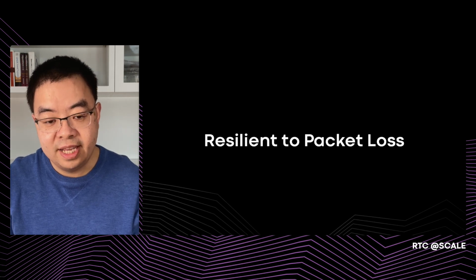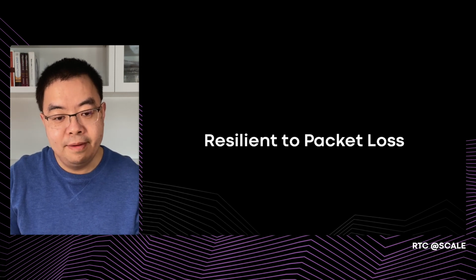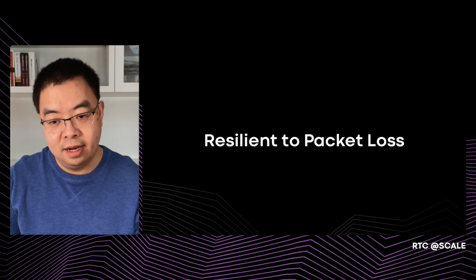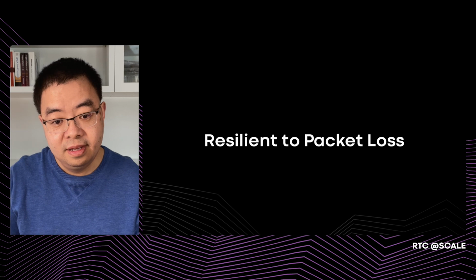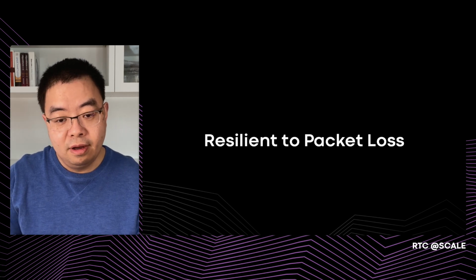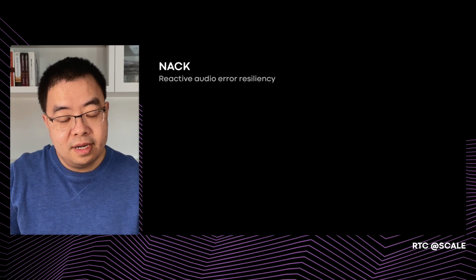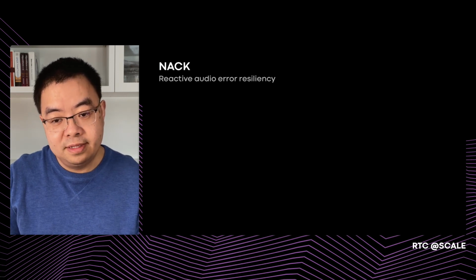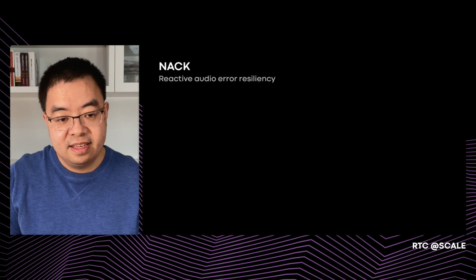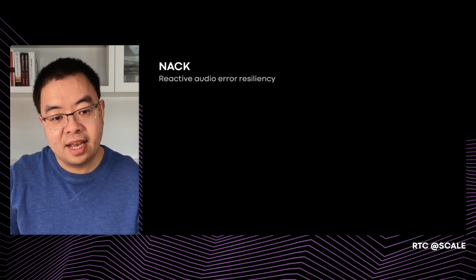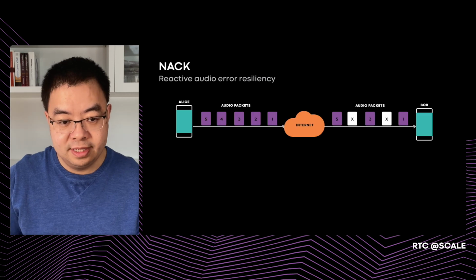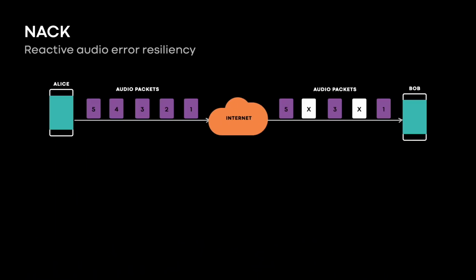Now let's dive into detail and see how we can make RTC audio resilient to packet loss. In order to make RTC audio resilient to packet loss, we need to apply some audio error resiliency method. There are some commonly used audio resilience methods. One of them is NACK. NACK stands for negative acknowledgement. It's a kind of reactive audio error resiliency. So how it works is like this.